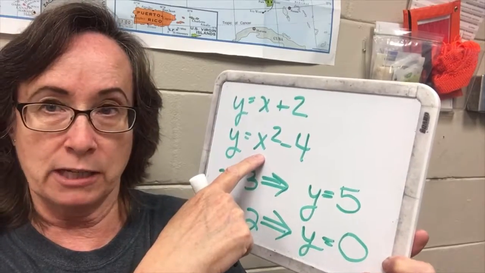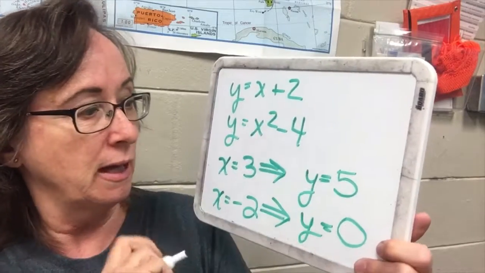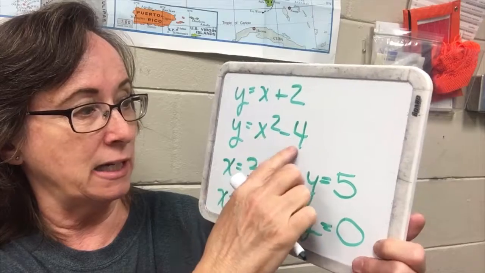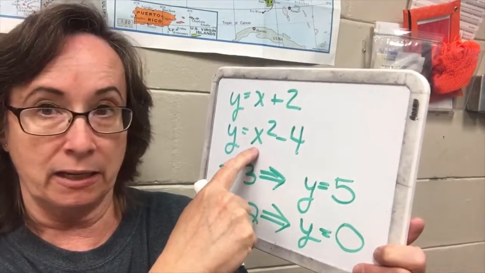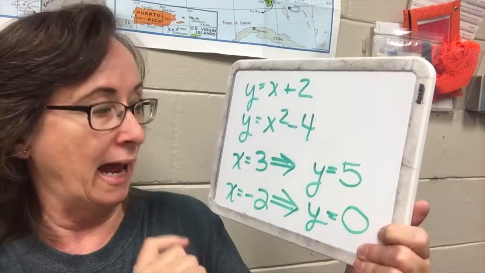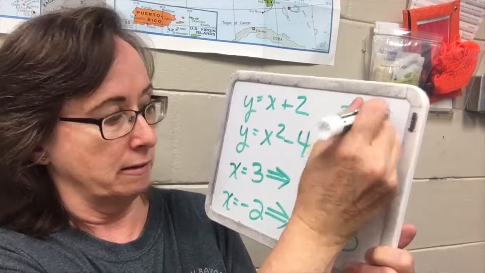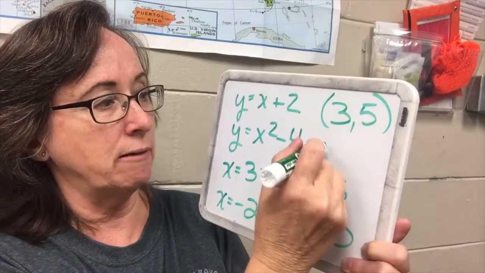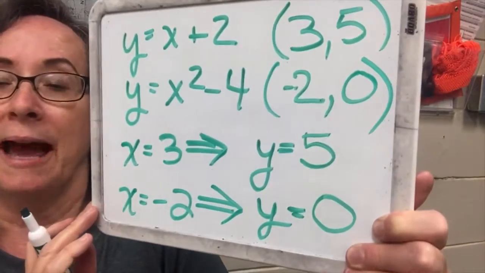So I found the y's that go with each x, but now I'm going to check them in my quadratic equation, because remember, a true solution has to solve both. So now I'm going to plug in my 3 here, and I get 9 minus 4 is 5, and that works. I'm going to plug in my negative 2 here, and negative 2 squared is 4. 4 minus 4 is 0, and they work. So my points are (3, 5), the x and the y put together, and (negative 2, 0). And there we have it.